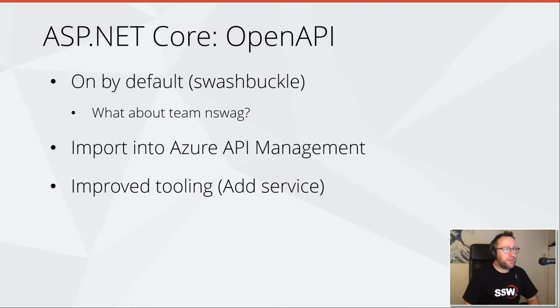So OpenAPI support has been around for a while in .NET Core, but the big change here is it's now on by default. So Swashbuckle is being delivered with .NET Core. So if you create a new .NET Core project now, and it's an API project, it will include Swashbuckle that configures the auto-generated APIs. Some of us at SSW are on Team NSwag, which is another library that does the same. I'm assuming this does mean that NSwag is going to become less popular, but right now I'm still fond of NSwag because NSwag has some features that Swashbuckle doesn't, mainly the generation of JavaScript clients for your API.